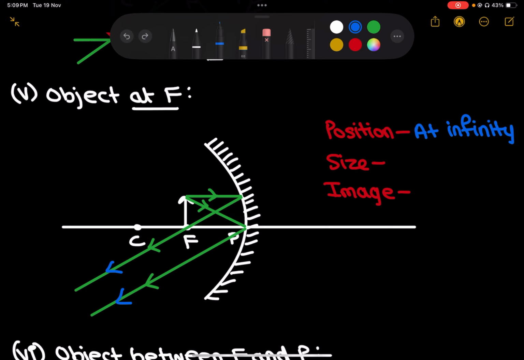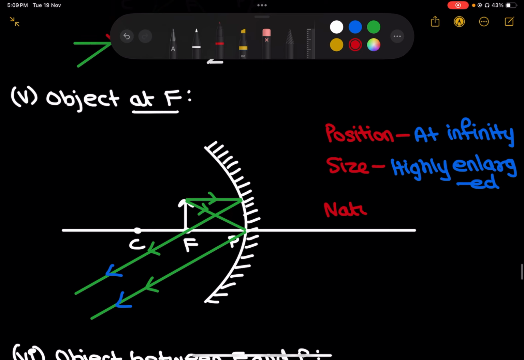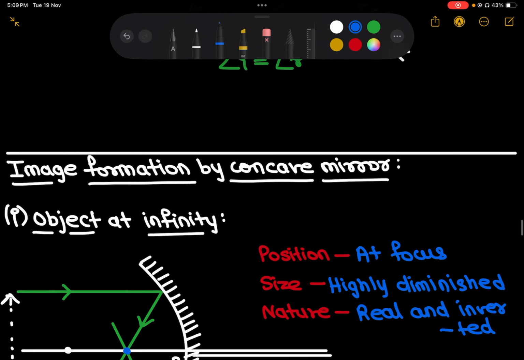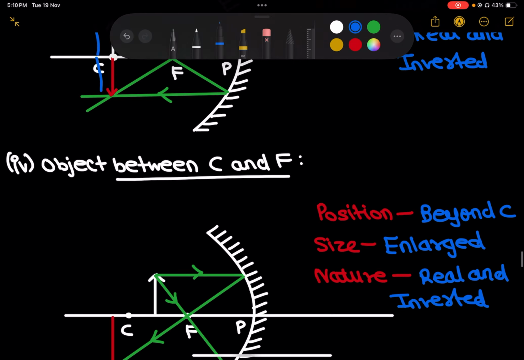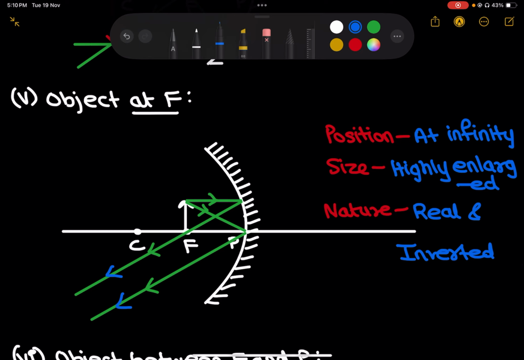Now the size of the image, it will be highly enlarged. The size will be highly enlarged at infinity, right? And I'm sorry, I should have written nature. I don't know why I've written image. Yeah, the nature, it will be real and inverted. So no change in the nature. So again, you can see reversal. The first one was that when the object was at infinity, the image was forming at the focus. Now here, when the object is at the focus, the image is forming at infinity. So you can remember it in this way, right?